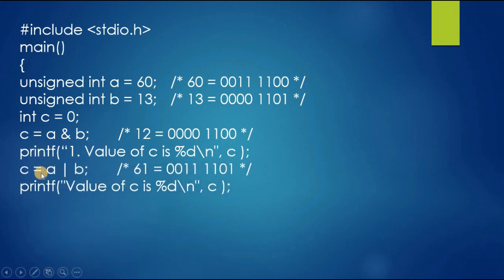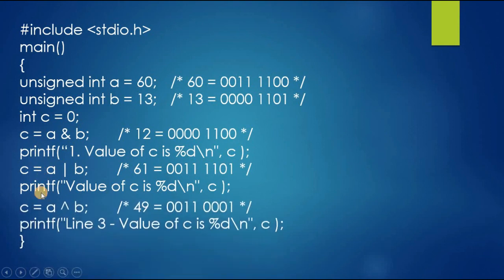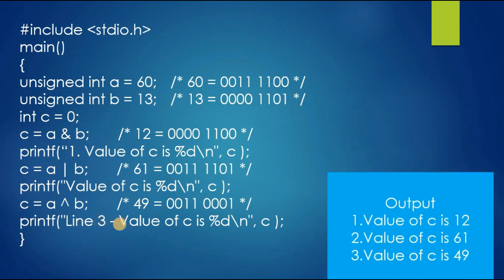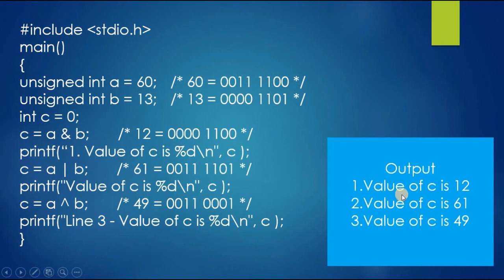Then the next operator is the OR operator. Then we are again printing the result for c. The third one is where we are performing the XOR operator. Then we are getting a result for c. What will be the output for this program? The output for this program is: value of c is 12 by using the truth table of the AND operator, value of c is 61 by using the truth table of the OR operator, and value of c is 49 by using the truth table for the XOR operator.